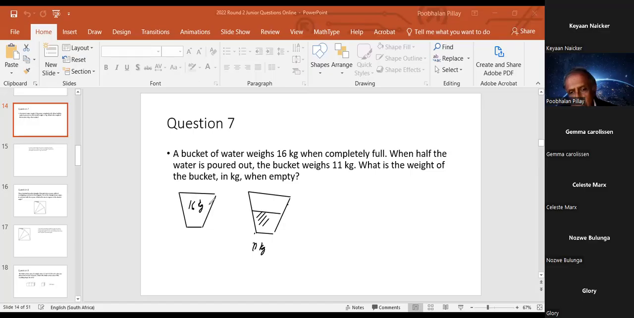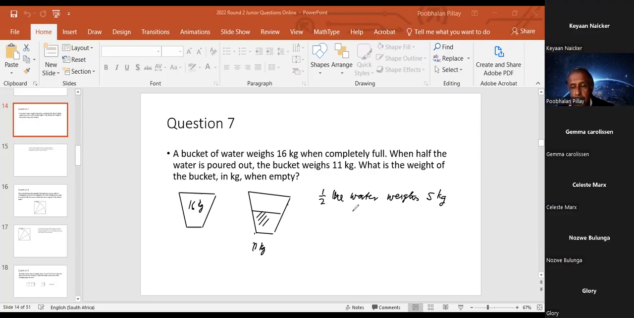The weight has dropped down by 5 kgs, right? So what weighs 5 kgs? It's the water that has been dropped out. So half the water weighs 5 kgs. The weight is reduced by 5 from 16 to 11, and so the reduction is as a result of the water being dropped off. And that's half the water.